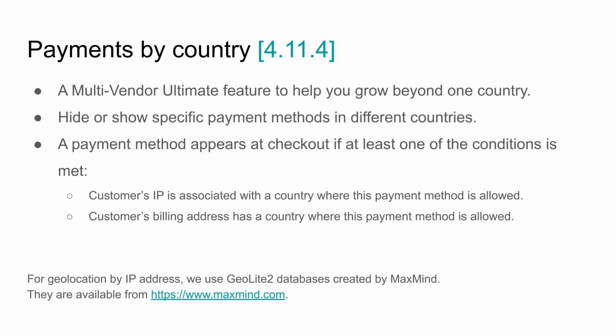Now, whether a customer will see a payment method depends on two factors. A. His IP address, and B. The country that is specified in the customer's billing address. If at least one of these conditions matches the country, then customer will see the payment method at checkout. These conditions work independently. For example, a customer whose IP address is associated with the United States will see payment methods applicable for the United States and for whatever country he selects.